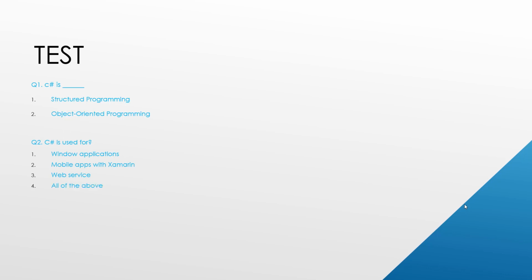Okay, now let's test our skill, what we learned here. Is C# a structured programming language or an object oriented programming language? You have to answer in the comments. Okay, is C# used for Windows applications, or mobile apps with Xamarin, or web services, or all of the above? Write the answer in the comments. Okay. Which of the following are value types? Short, int, string, class. We have these options and you can write this in the comments. I hope you know the answer.